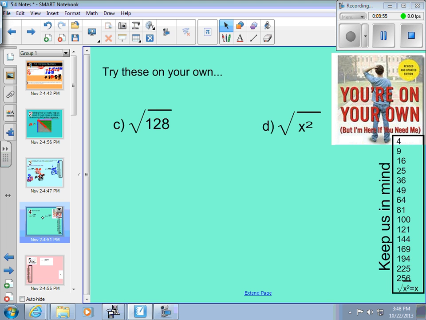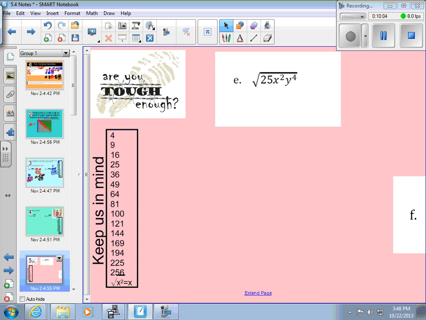All right, for tomorrow, why don't you try these ones on your own? See if you can do C and D on your own, and we'll check those tomorrow and see what you get. Let's move on to a few that maybe are a little bit tougher here.